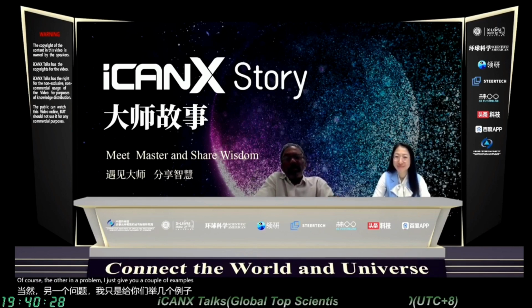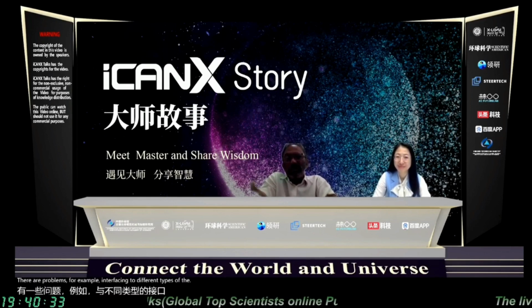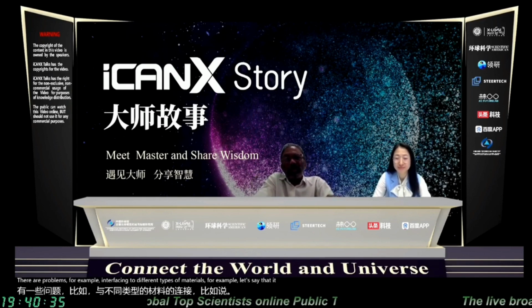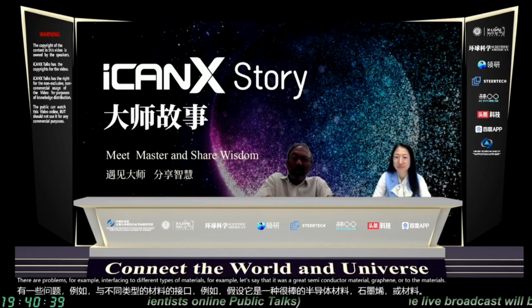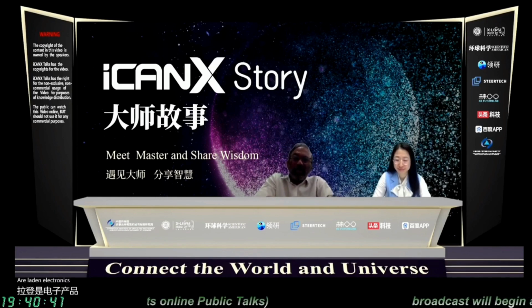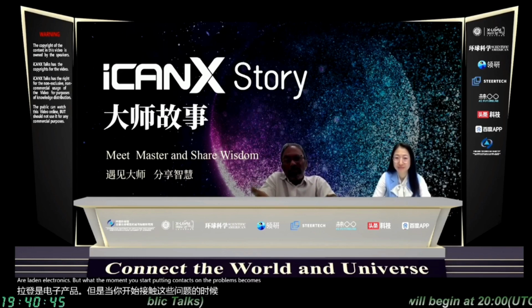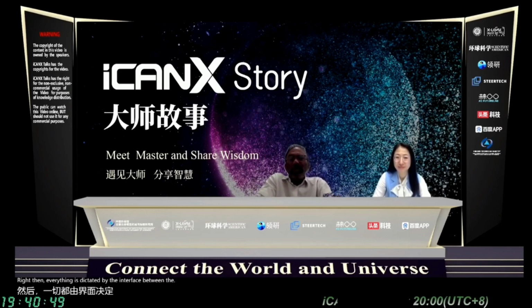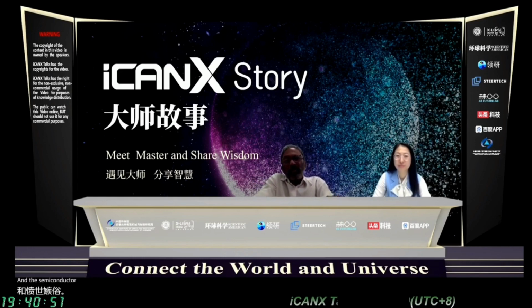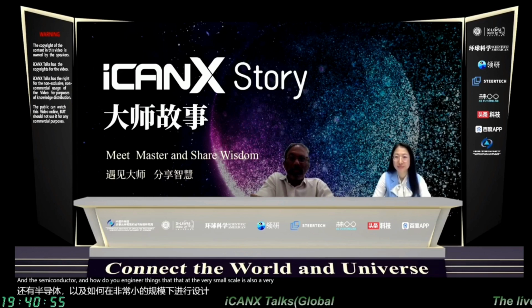There are problems, for example, interfacing two different types of materials. Let's say nanotube is a great semiconductor material, or graphene or 2D materials are great in electronics. But the moment you start putting contacts, then the problem becomes different, right? Then everything is dictated by the interface between the metal and the semiconductor. And how do you engineer things at the very small scale is also a very difficult problem.